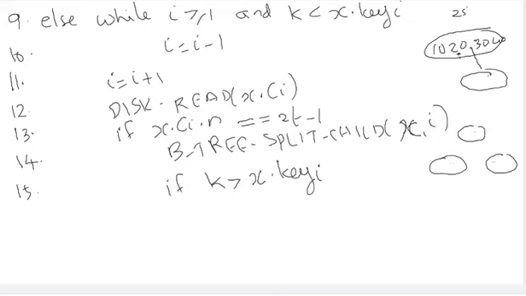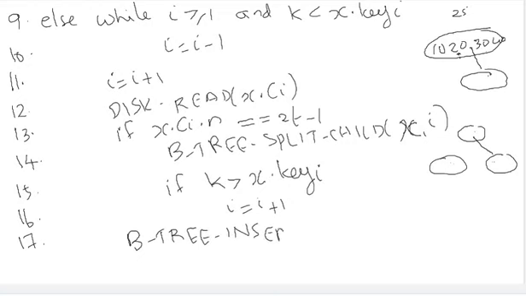Then we need to insert into this node. Then we will call B tree insert non full. We need to insert this key value k into this right child, that is given by the value of I. So, B tree insert non full of x dot ci comma k.